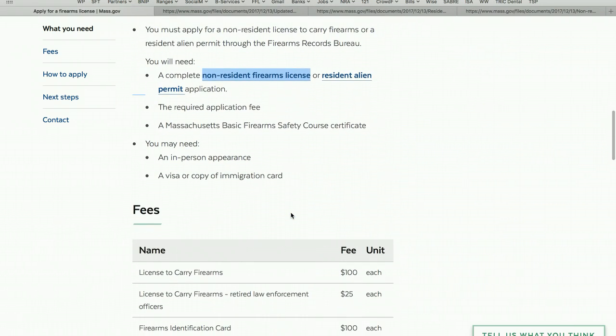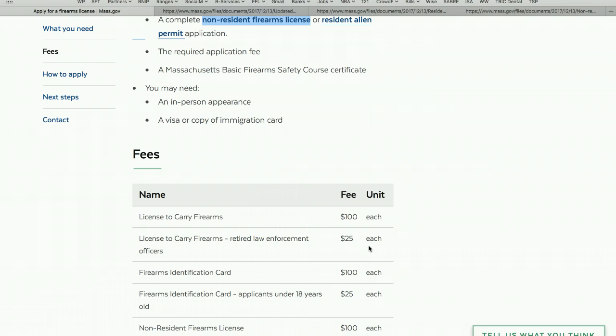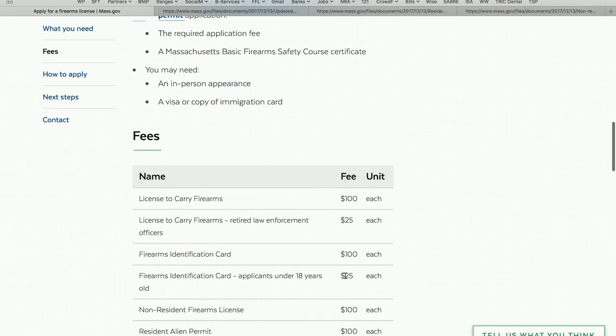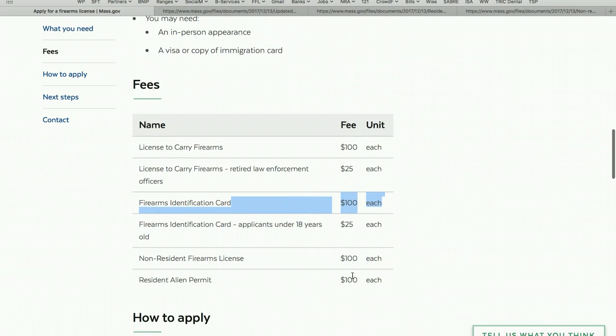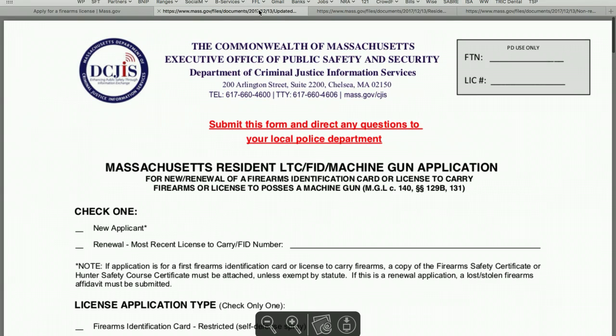So real quickly here, you'll see the fees. If you're applying for a license to carry, your firearm application is going to be $100. If you're under 18 years old and you're applying for an FID card, it's going to be $25. If you're a retired law enforcement officer, then you pay 25 bucks. And if you're over 18, then you're going to be paying $100, just like for the LTC. Those are the more common questions that we get asked, and everything else is the same amount of money, 100 bucks. All right, so now we're going to click on the links that we opened up.